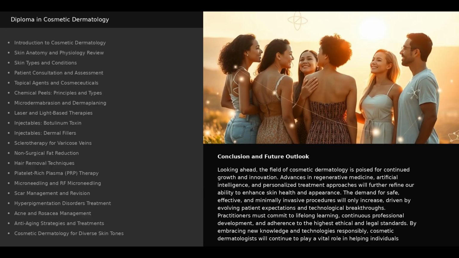Advances in regenerative medicine, artificial intelligence, and personalized treatment approaches will further refine our ability to enhance skin health and appearance. The demand for safe, effective, and minimally invasive procedures will only increase, driven by evolving patient expectations and technological breakthroughs. Practitioners must commit to lifelong learning, continuous professional development, and adherence to the highest ethical and legal standards. By embracing new knowledge and technologies responsibly, cosmetic dermatologists will continue to play a vital role in helping individuals achieve their aesthetic goals and improve their quality of life, shaping the future of beauty and wellness.